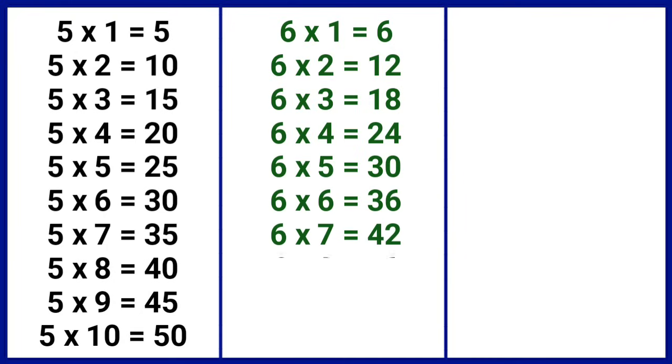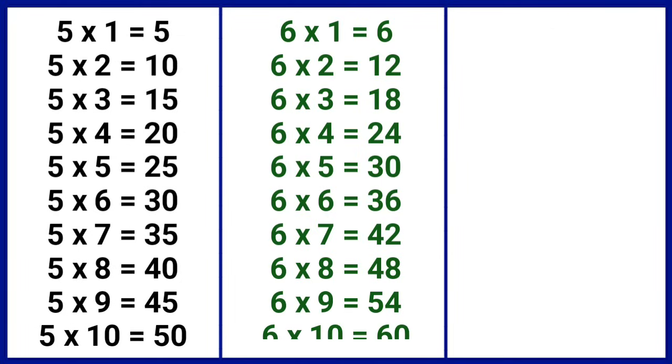6 sevens are 42. 6 eights are 48. 6 nines are 54. 6 tens are 60.